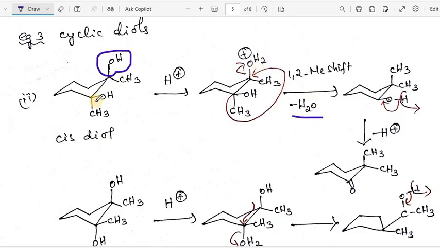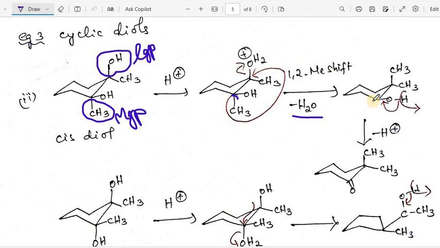Then what will occur? The group which is trans to the leaving group. Which is the leaving group? OH. Which is the group trans to the leaving group? Methyl. Therefore, this is the migrating group. So there is no problem. The methyl which is trans to the leaving group will migrate to this carbon.